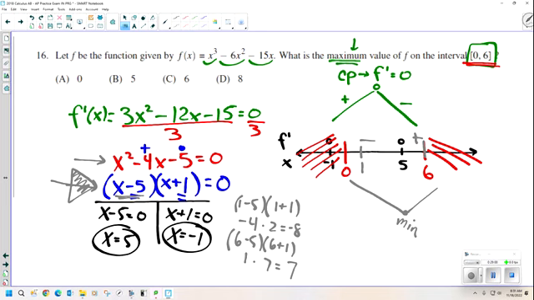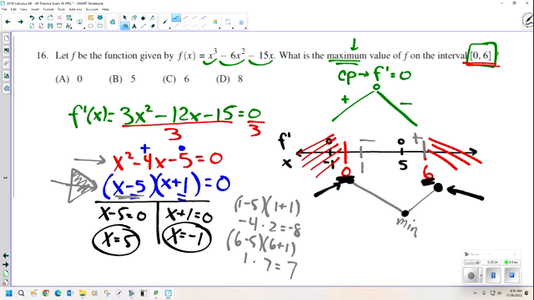What does that mean? There's only one choice that I can pick for a maximum. That means these endpoints are both high points. This is a low point. I got to check the y value at 6, and I got to check the y value at 0 and see which one is bigger. Okay? See which one is bigger.